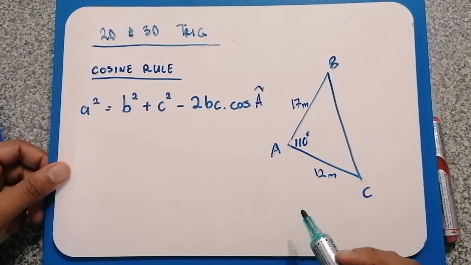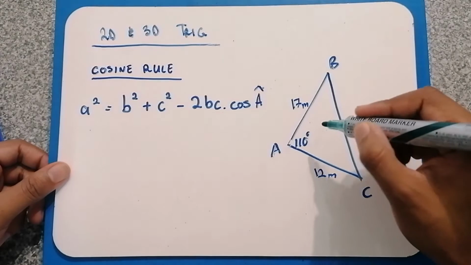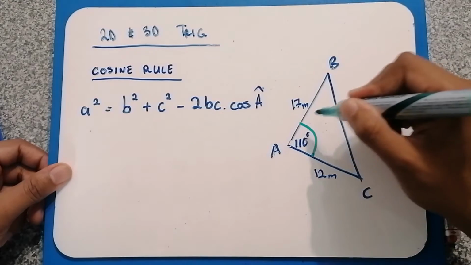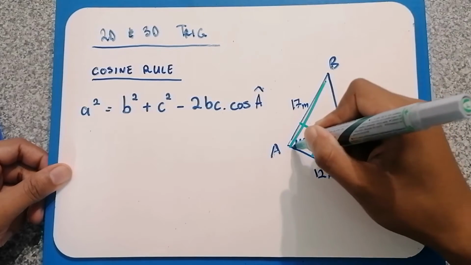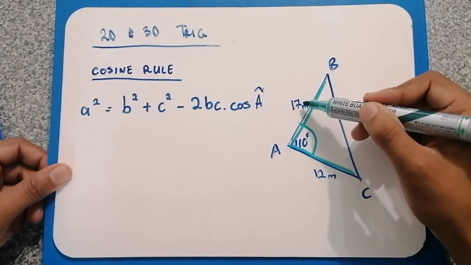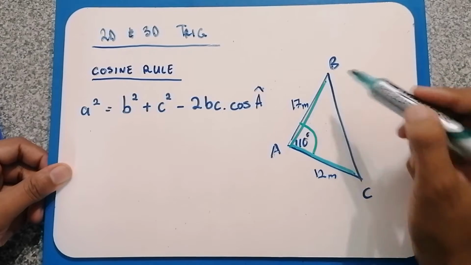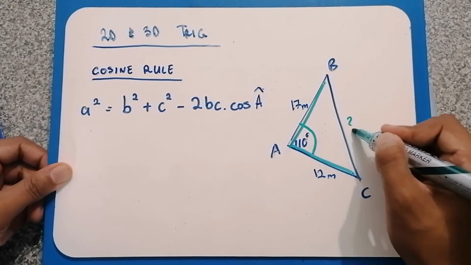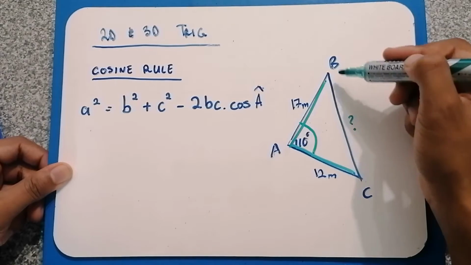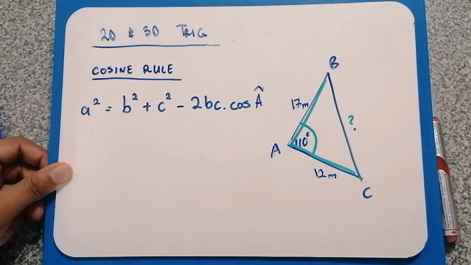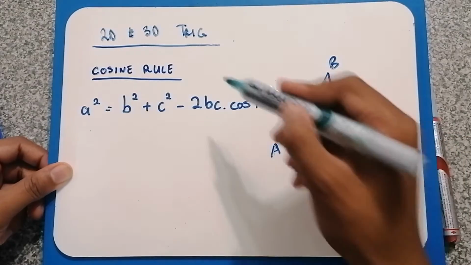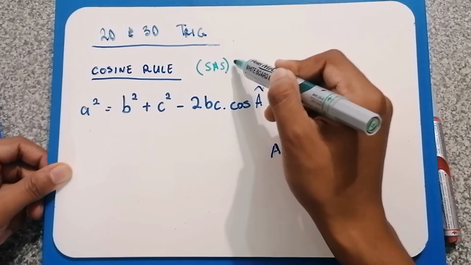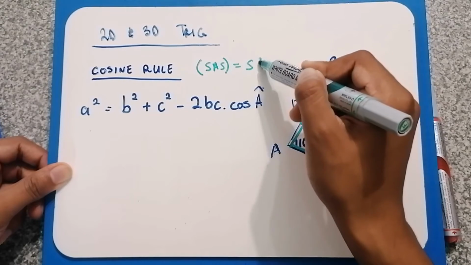Okay, so looking at this example, we have an included angle of 110 degrees, and these two sides next to it, which are 17 meters and 12 meters. And we need to work out this side. We need to work out the length of BC. So we're going to make use of this formula because we have two sides and an included angle, and we are trying to work out the third side.